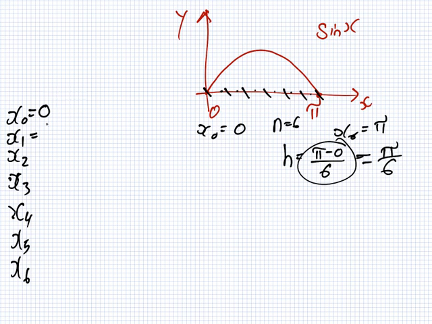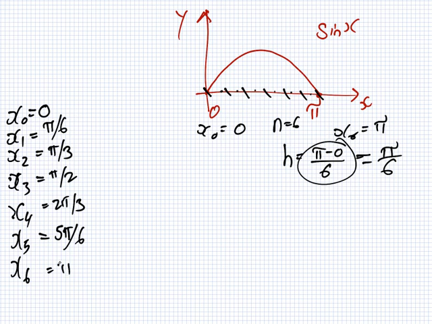x1, pi over 6. x2, pi over 6 plus pi over 6, 2 pi over 6, which is pi over 3. The next one will be pi over 2. The next one will be 2 pi over 3. Next one will be 5 pi over 6. And then the last one here is pi, if you keep adding pi over 6 each time. So now we need to work out, that's the x's. So now we need to work out the f's. So the first one would be sine 0, then sine pi over 6, and so on.